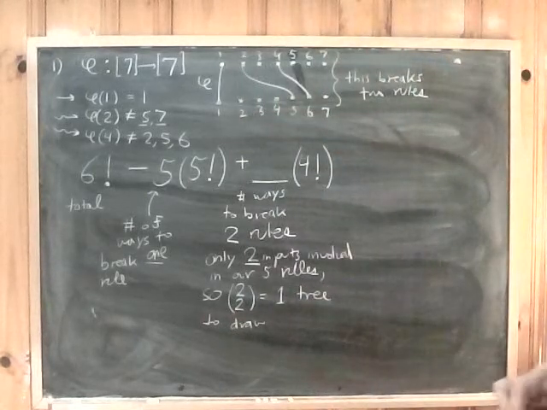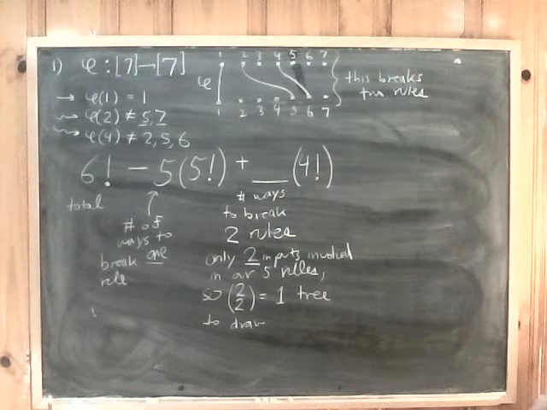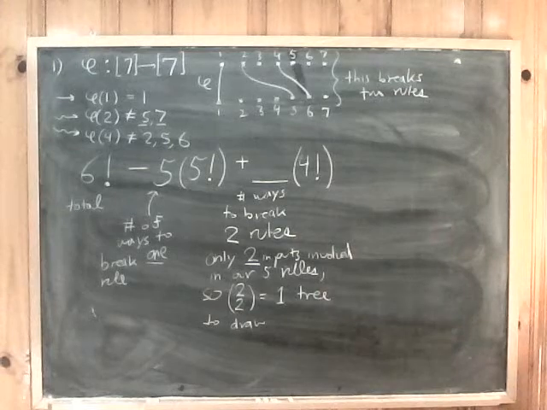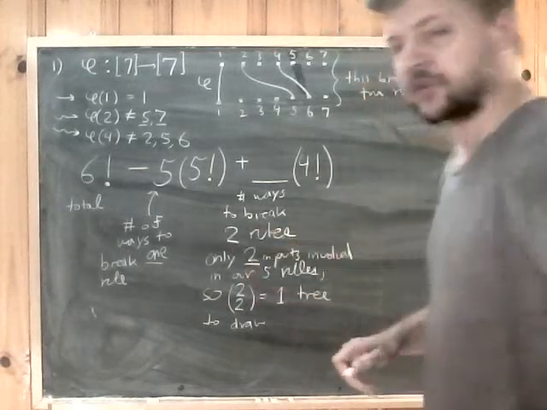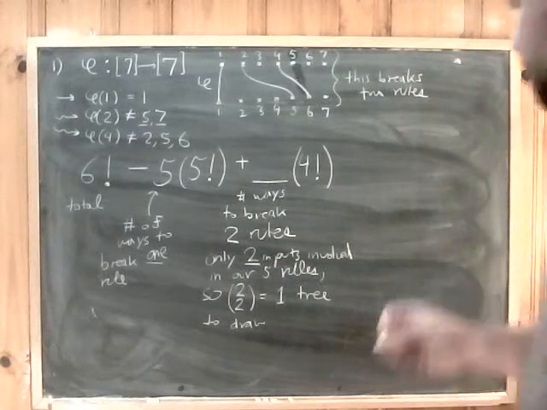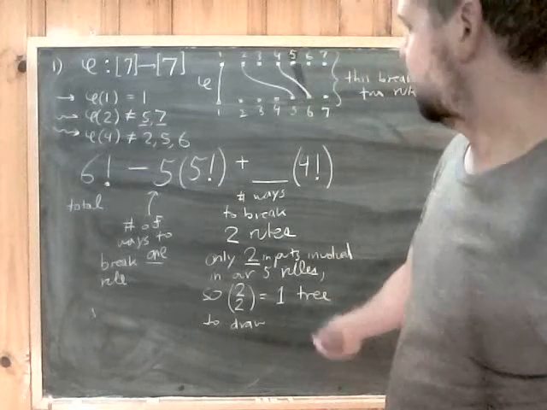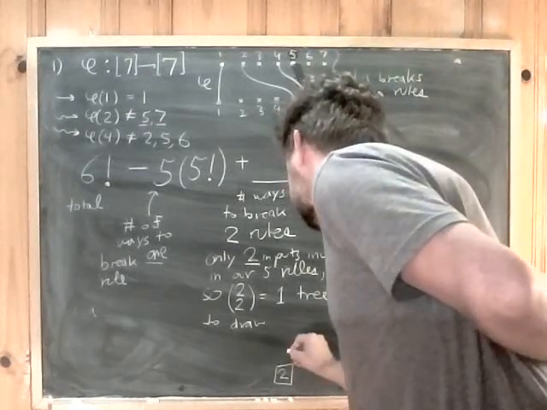In the next example, there will be a bunch of trees to draw because there will be more than 2 inputs involved. This time there's only 2 inputs involved. I need to break 2 rules. So it was 2 inputs, choose 2 inputs. And that gives me 1 tree to draw. All right, here's the tree. So first I break the rule involving input 2.